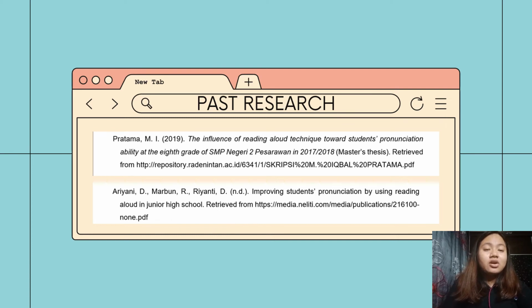So, based on their findings, the researchers found that students' average scores improved from cycle 1 to cycle 3. Therefore, the researchers concluded that the reading aloud technique has improved the students' pronunciation.